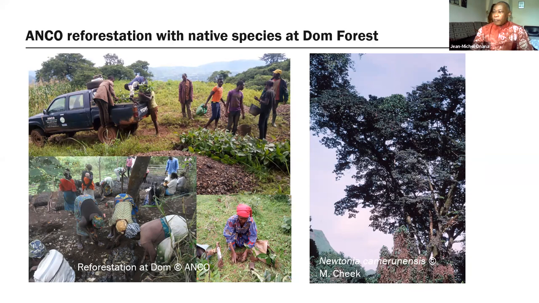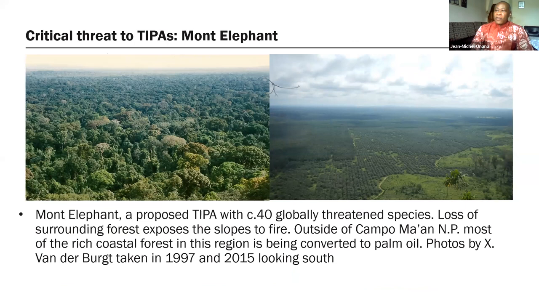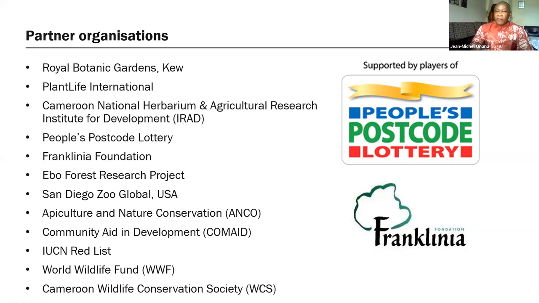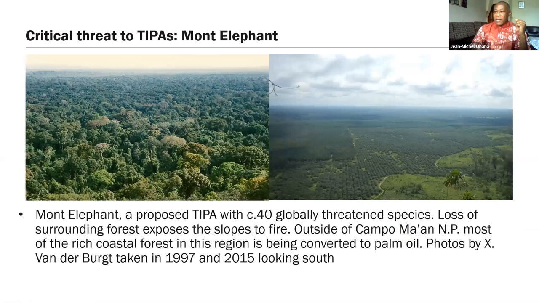You have also a critical threat to a TIPA, the case of Mount Elephant. Mount Elephant is a proposed TIPA with almost 30 globally threatened species. Loss of surrounding forest exposes the slope to fire.